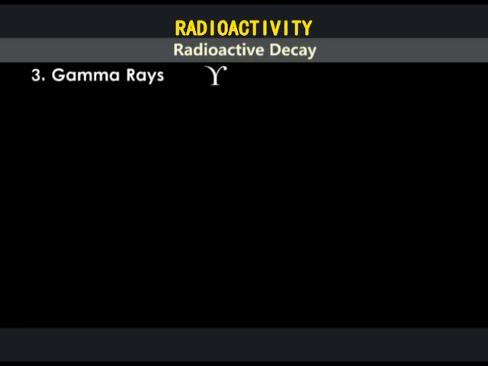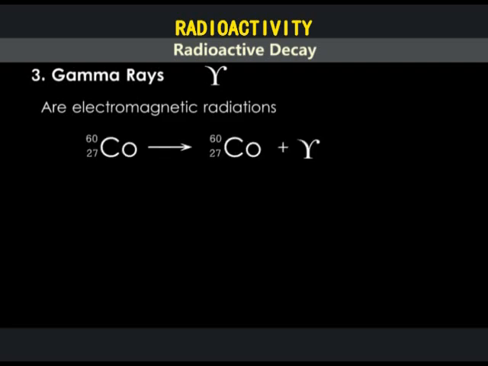Gamma rays are not particles, but rather are electromagnetic radiations that usually accompany the emission of alpha or beta particles. Some nuclides might be in an excited state, and to achieve stability, they may emit energy in form of gamma radiation without producing new isotopes. For example, cobalt-60 and thorium-230.